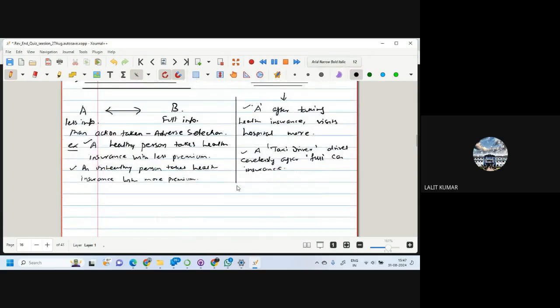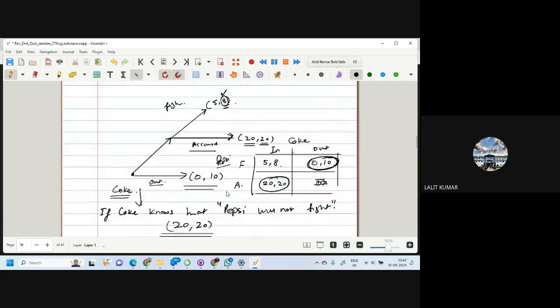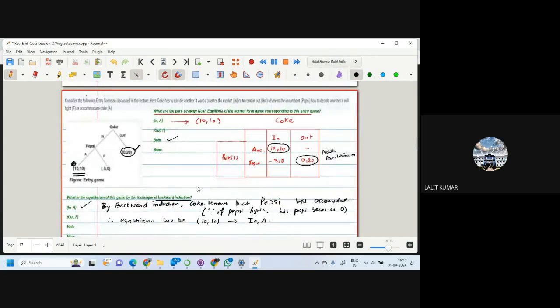So adverse selection, this we have covered, hidden information. And this was the case, again straight from the lecture, considering the following entry game as discussed in the lecture. Coke has to decide whether it wants to enter the market or remain outside, where the incumbent Pepsi has to decide whether it will fight or accommodate.